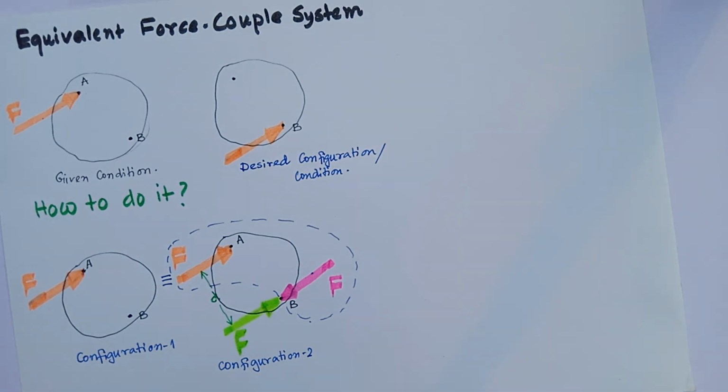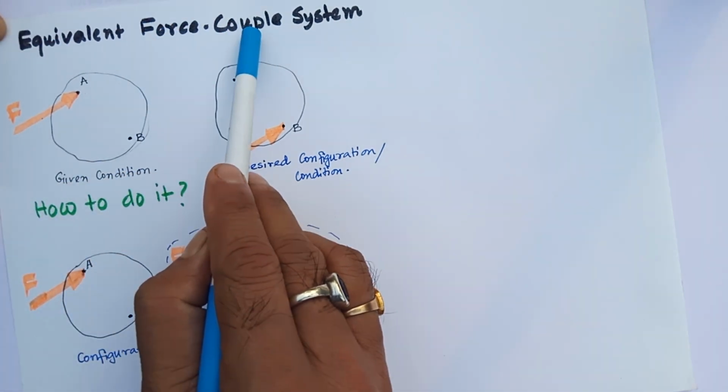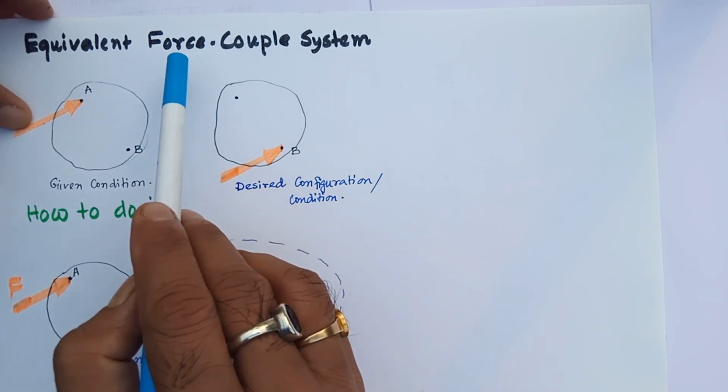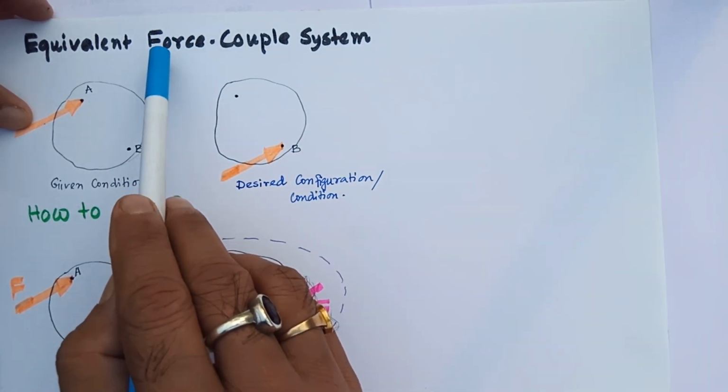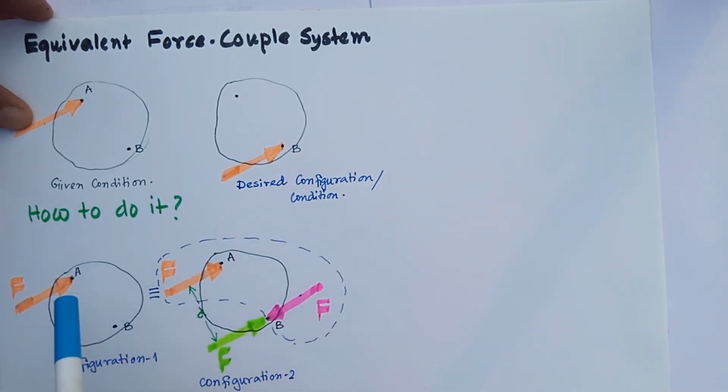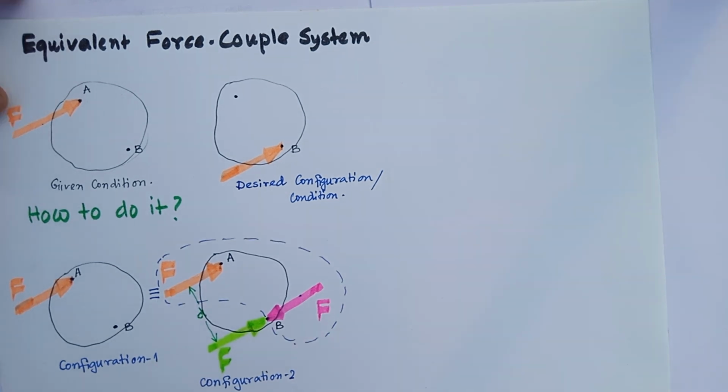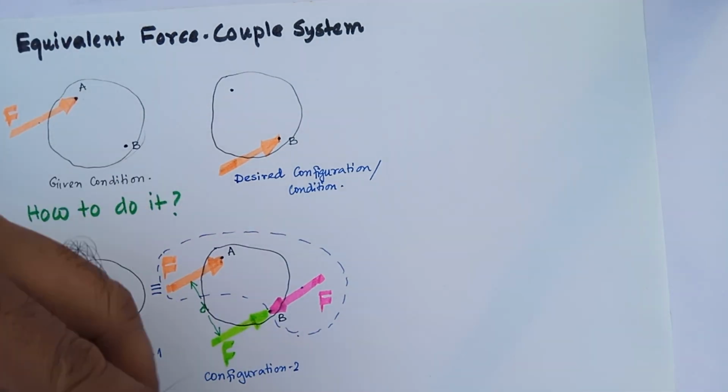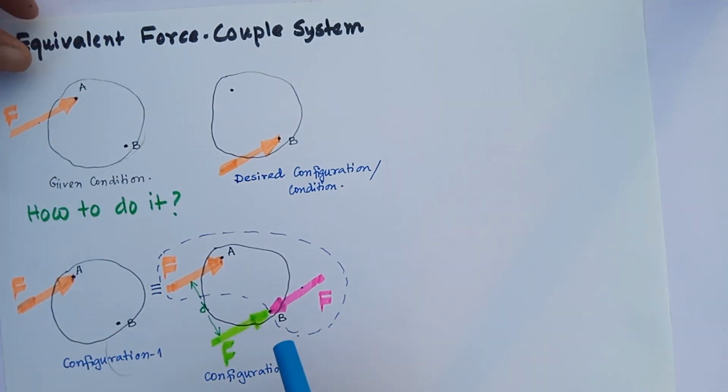Therefore you see that we get an equivalent force couple system. So couple is coming, force is there, so one force is convertible to one force and a couple. That is the meaning of equivalent force couple. Therefore what is the magnitude of the moment of the couple? Force multiplied by the perpendicular distance.